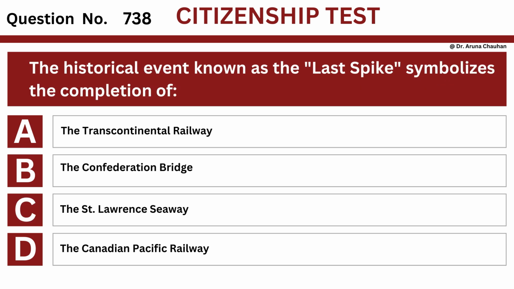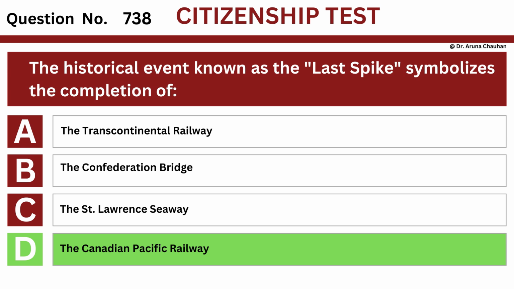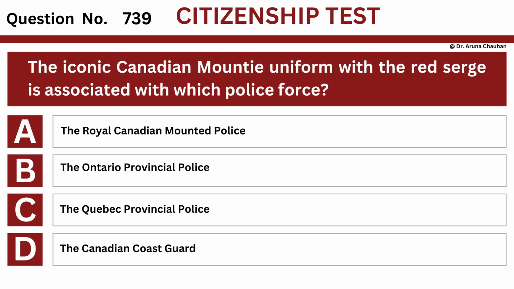Question number 738. Question: The historical event known as the last spike symbolizes the completion of Option A: the Transcontinental Railway. Option B: the Confederation Bridge. Option C: the St. Lawrence Seaway. Option D: the Canadian Pacific Railway. The answer is option D: the Canadian Pacific Railway.